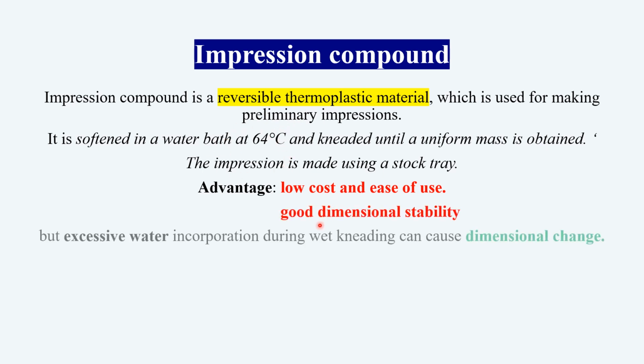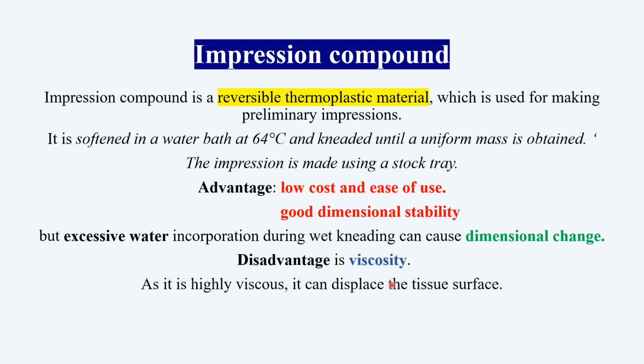It has good dimensional stability also, but excessive water incorporation during wet kneading can cause dimensional change. So that is a disadvantage. If you are not using it properly, then it can lead to dimensional changes. Now another disadvantage is it is viscous. As it is highly viscous, it can displace the tissue surface. It also does not record surface details very accurately.